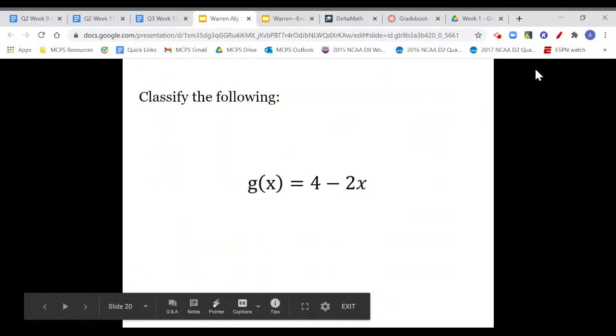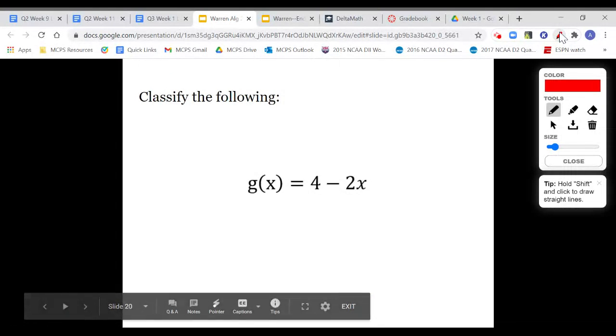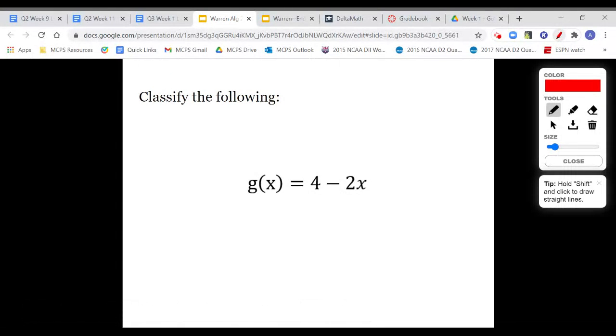Okay. So we are going to classify the following in terms of how many terms there are. Okay. But we're going to classify in terms of the number of terms. So here we have g of x is equal to 4 minus 2x. You'll notice 1, 2 terms. 2 is the abbreviation bi, right? Bi means 2. So we here have a binomial for 2 terms.